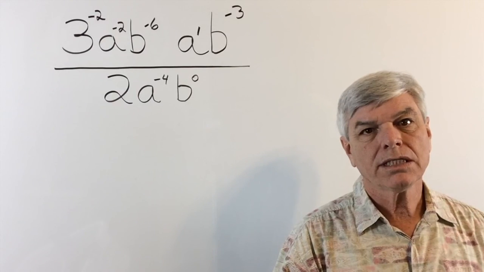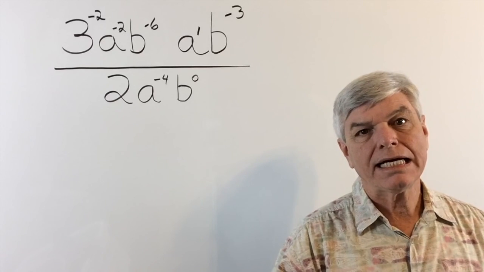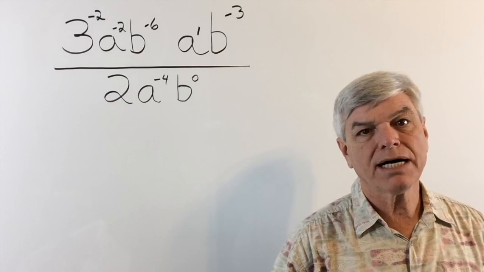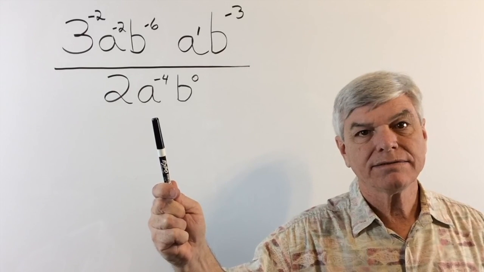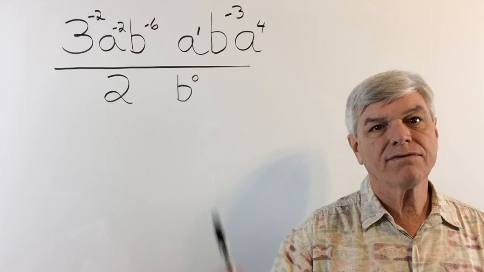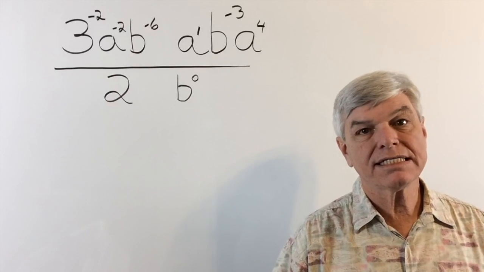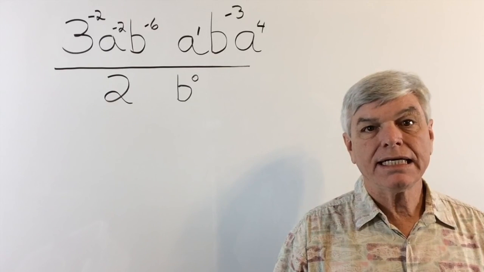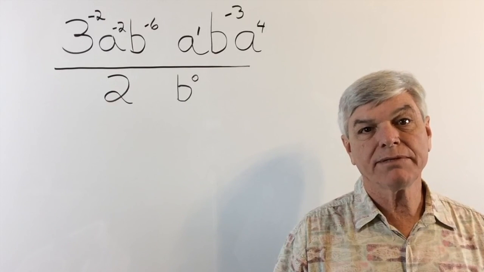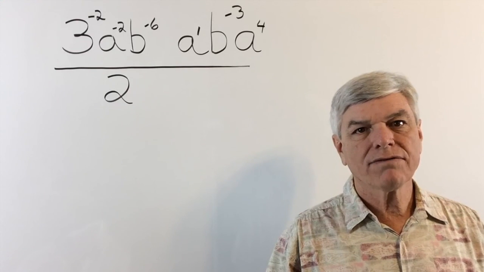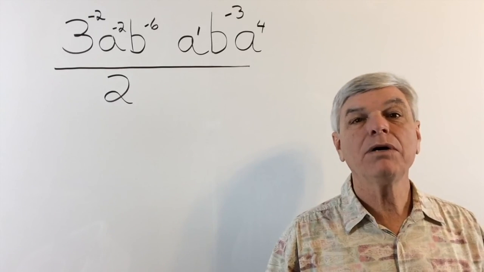Oh, good. And I'm going to leave my units where they are. I'm going to bring the variables on the bottom upstairs. So let's bring the a upstairs. Good. A to the negative 4 becomes a to the positive 4. And b to the 0, well, we don't need to bring it upstairs because it's 0. Why don't we just eliminate it? And so we have all of our variables upstairs. We're leaving our units alone for right now.